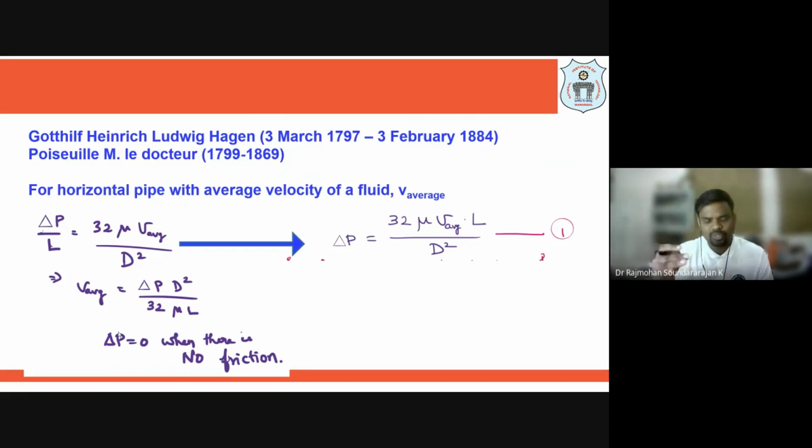And I hope in the derivation they have shown that the average velocity is considered to be half of the maximum velocity, or you can derive that relationship. So I am just directly taking the final expression that we obtained in the derivation of the Hagen-Poiseuille equation. From that equation, we have delta P by L equal to 32 mu V average by D square, where all have the standard notation.